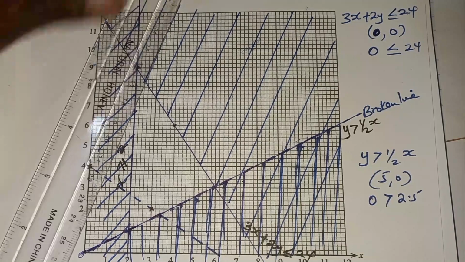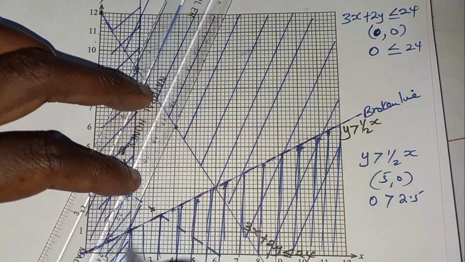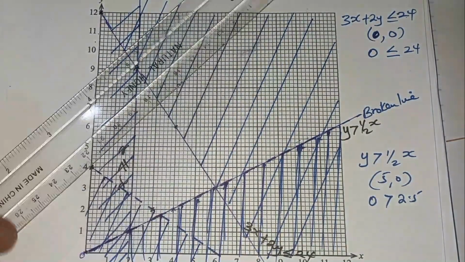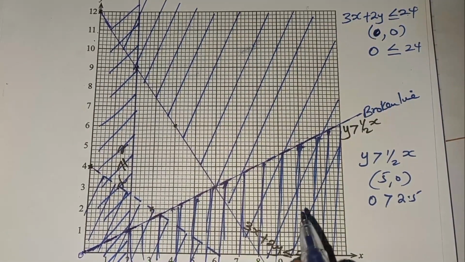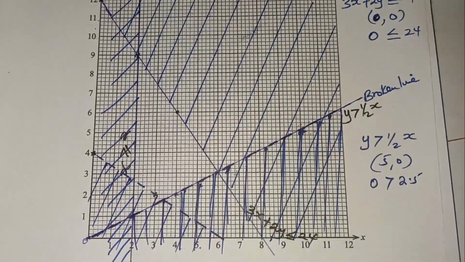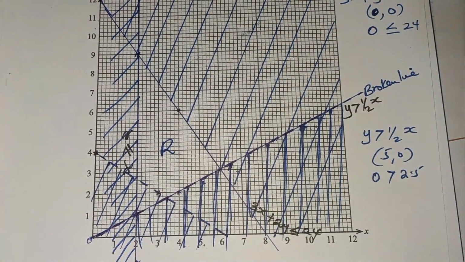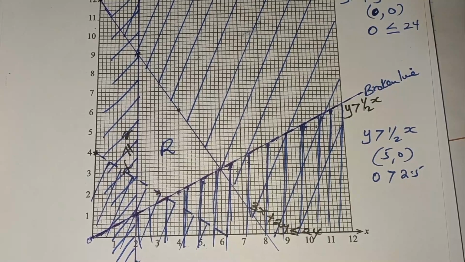So again, I will have to shade on this side, because the point that I've picked on that side has not satisfied the inequality. We always shade the unwanted side. The unwanted side is that. So now after shading that, we can see we remain with an area that is unshaded. That is the feasible region or the required region. That is how we do it.